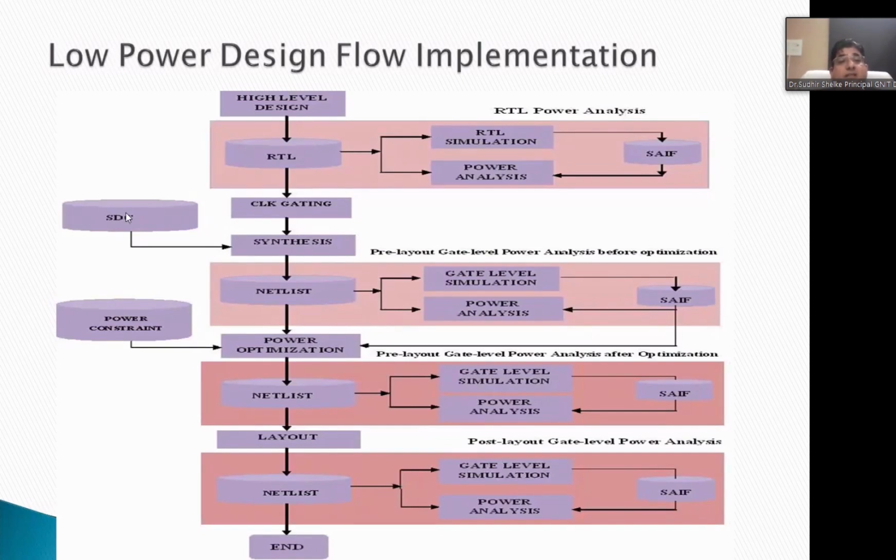That is the Synopsys compiler, and that is done at the pre-layout gate level power analysis before optimization, to get the estimated power of the device or of that particular chip. Again the netlist, the same process is repeated. Now this is at the power compiler, and this is at the design compiler, and this is at the power constraint. In this third block, the design compiler and power compiler work together so that they give the exact and actual power of the design.